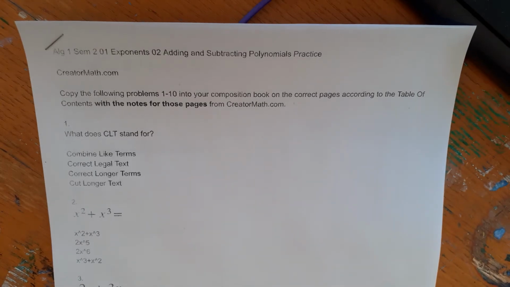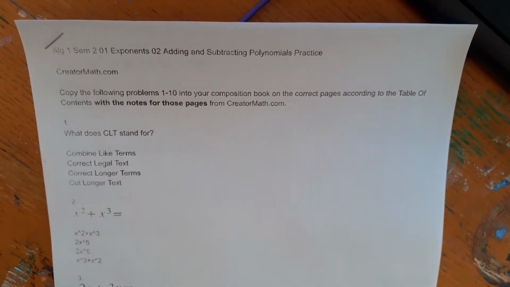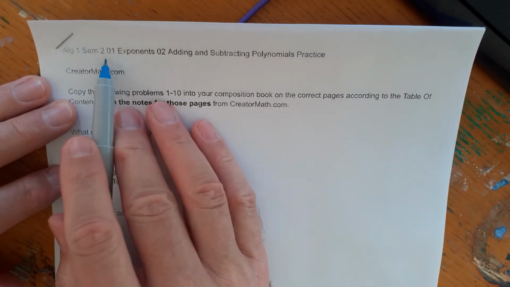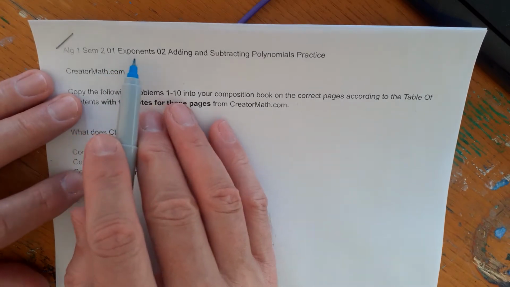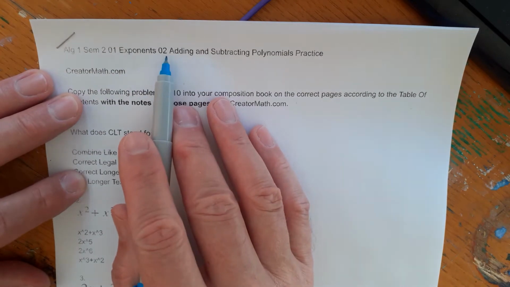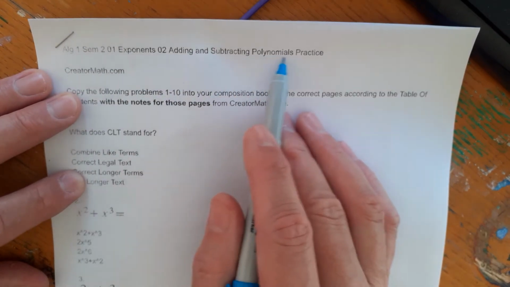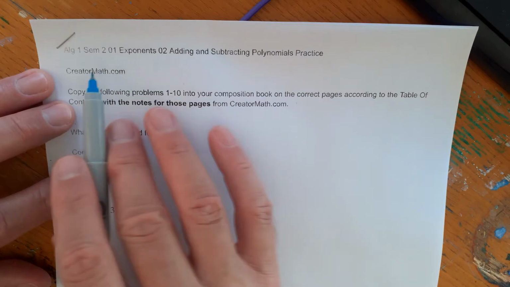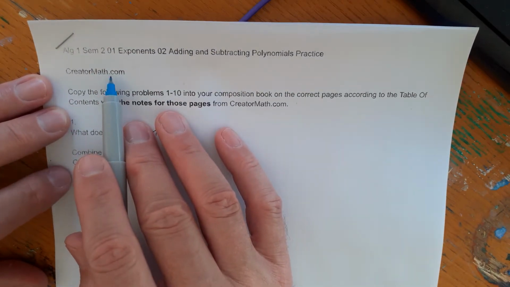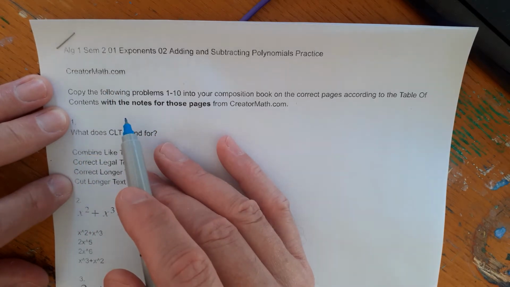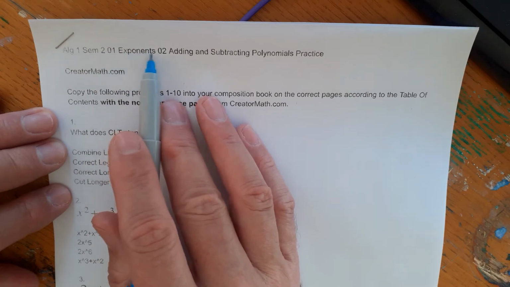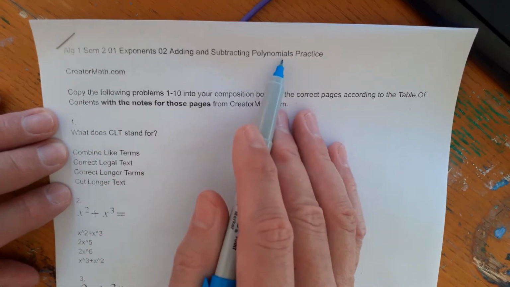So what we got here is Algebra 1, Semester 2. This is Unit number 1, which is on exponents. And this is the second lesson, Adding and Subtracting Polynomials Practice. This is all found under creatormath.com. You're going to click into the Algebra tab to get to this exact assignment. Scroll down and you'll find this by title. You'll find the Exponents unit and you'll find the lesson Adding and Subtracting Polynomials.